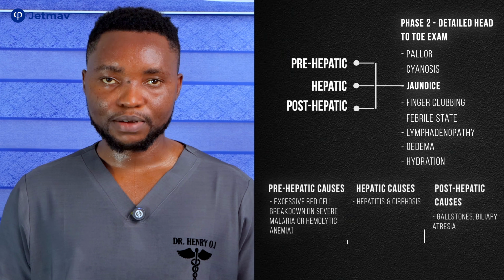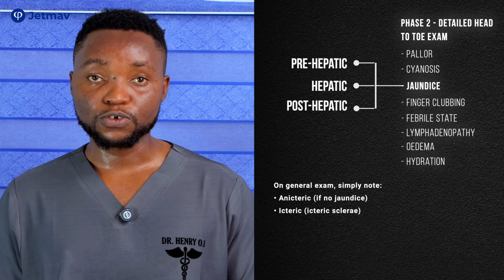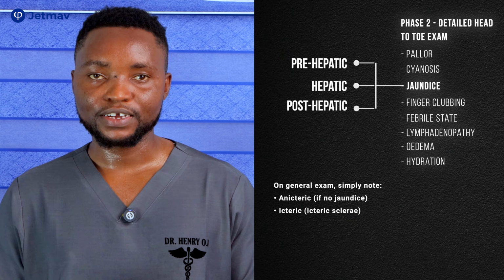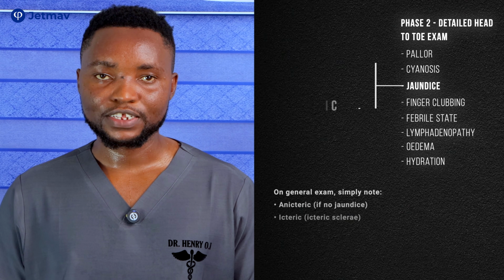Now, on general exam, just note if a patient is icteric or anicteric. So if there's no jaundice, you say the patient is anicteric. But if there's jaundice, you say the patient is icteric, or icteric sclera. So that's the most important thing.